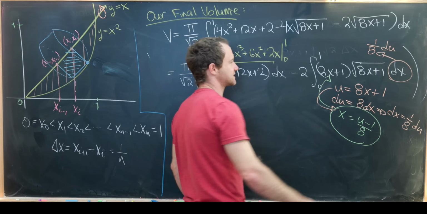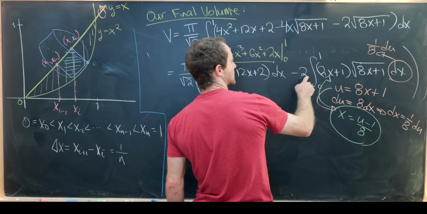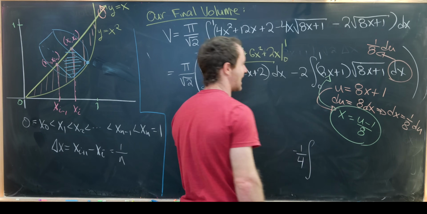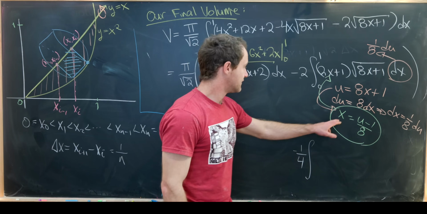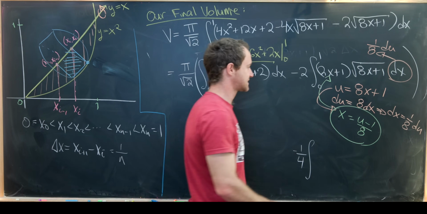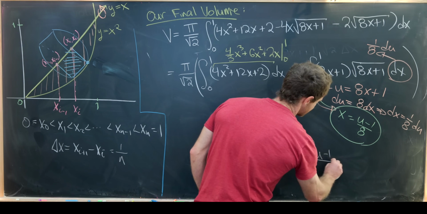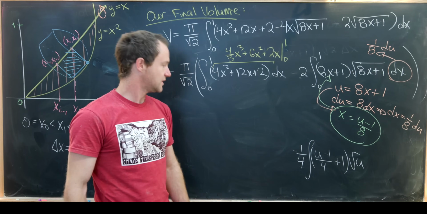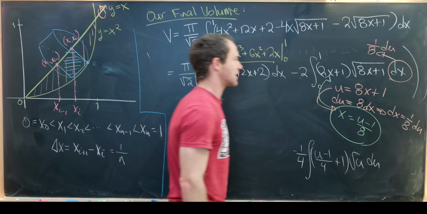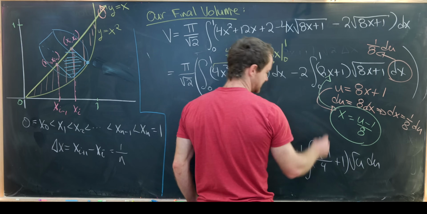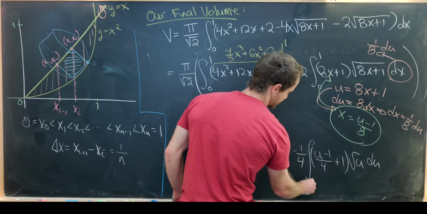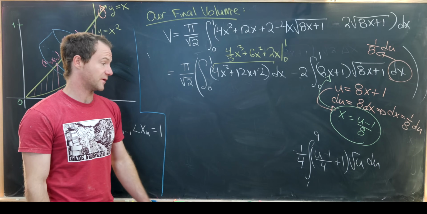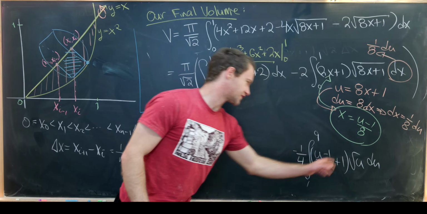Okay, so let's see what that gives us. We've got 1/8 du. That will combine with this minus 2 to give us minus 1/4. And then we'll have the integral of, well, let's plug this in for x. That will give us (u minus 1)/4 plus 1 times the square root of u du. Then let's see our bounds of integration. Those will be 0 plugged in for x, which gives us 1 for u, and then 9 for u. Now you can finish this off with the power rule after distributing the square root of u through.